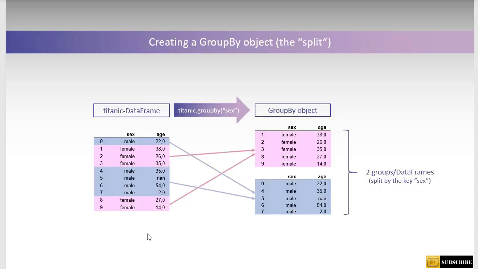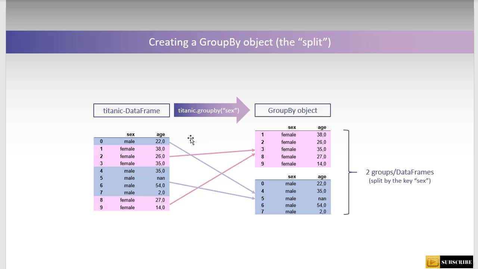And this is actually exactly what we did right now. So we created here a group by object, and this is actually the split part. So we had here our original data frame, or actually our slice of our data frame with 9 passengers and the sex and age column. And then we applied here the group by method by the key sex.